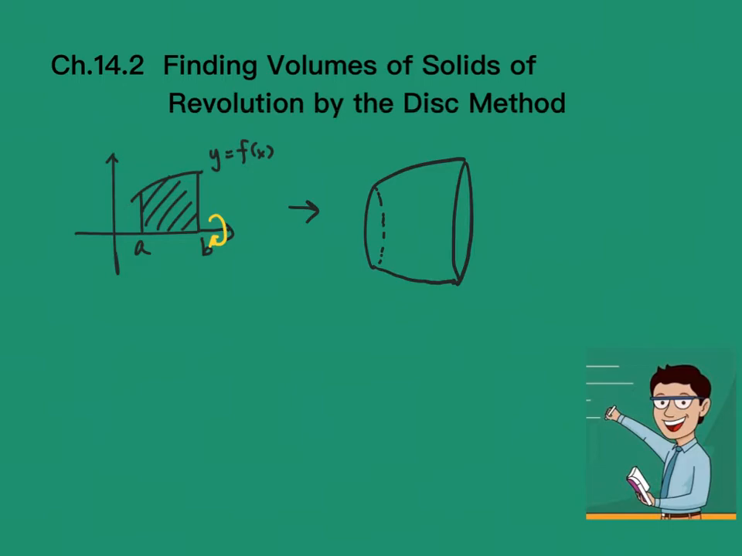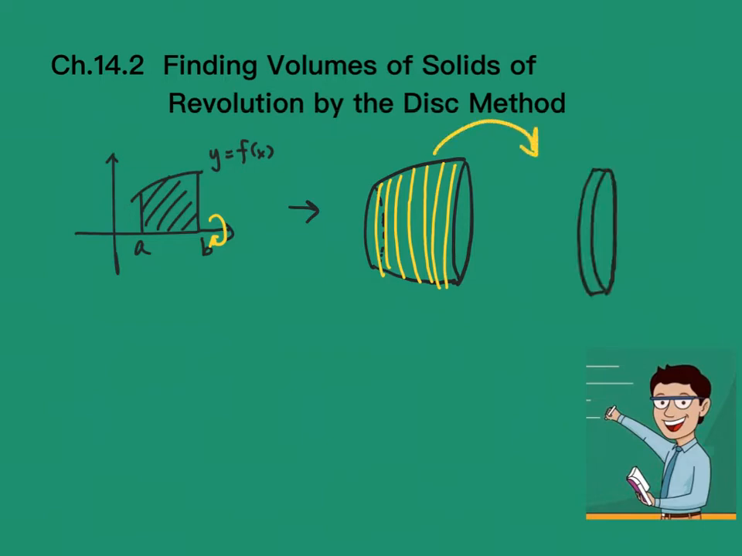Now I'm going to do a simple proof to show you how to find the volume of this 3D figure. We are going to cut this 3D figure into slices, and we just take out one. You can see this slice is a cylinder. Therefore, the volume is the base area times the height.